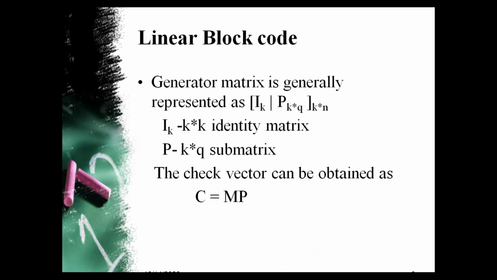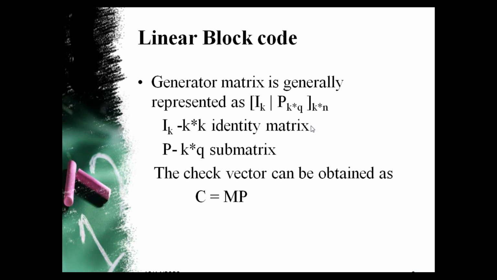Then the general form of this generator matrix is: the initial part is I_k, that is, a kth order identity matrix. That is, the generator matrix has the general form where the initial part will be an identity matrix of the kth order. We know what k denotes.